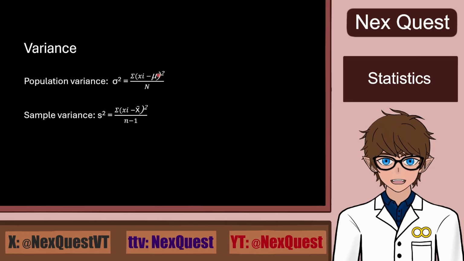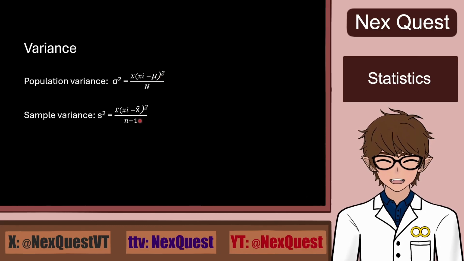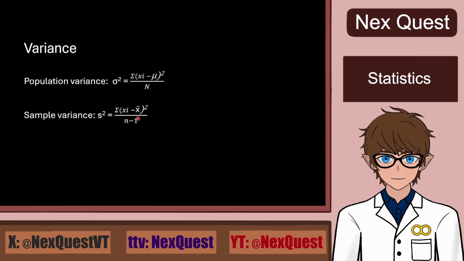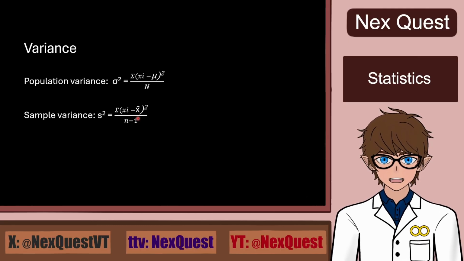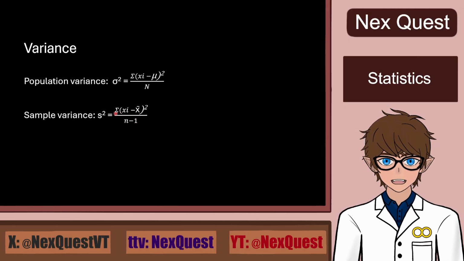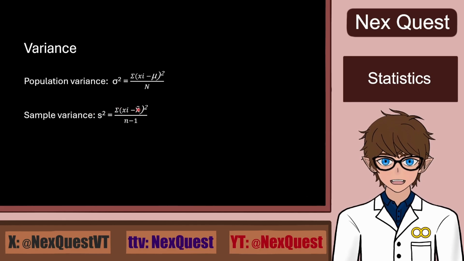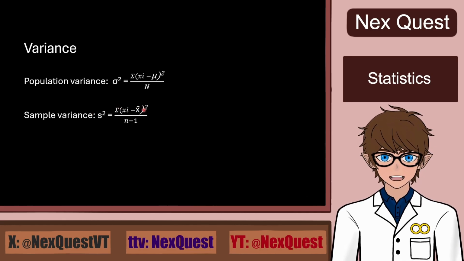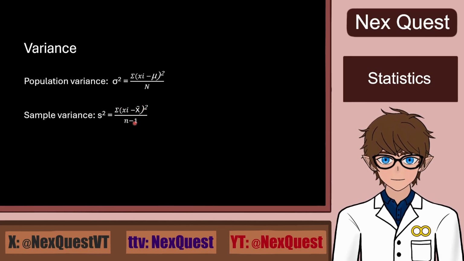As for the sample variance, the more used one in everyday situations or chemistry lab, it has the same formula except for a few small changes. Here instead of sigma we have s, instead of mu we have x average, and instead of n we have n minus 1. Why? Well, to be honest, I don't have a clue.